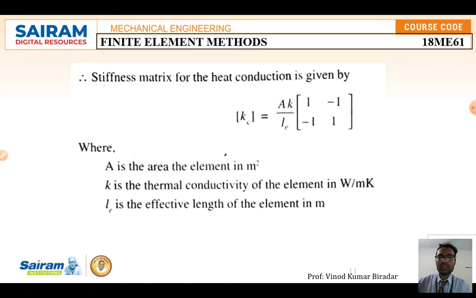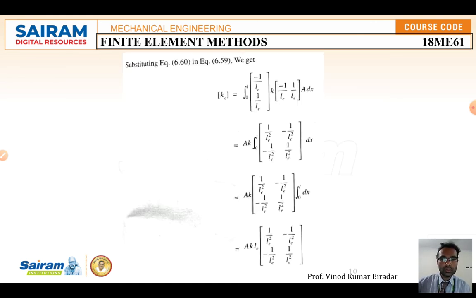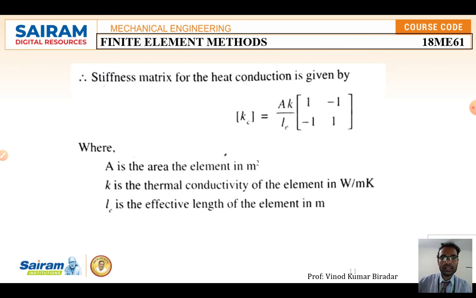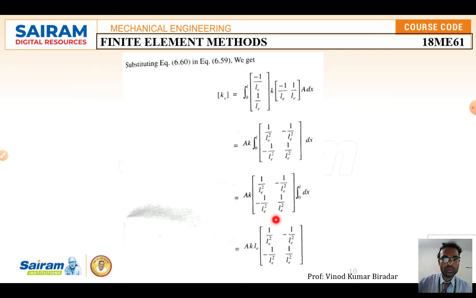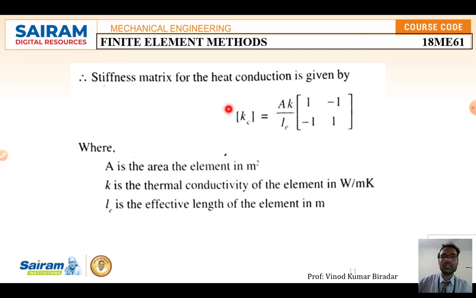Now the stiffness matrix for heat conduction. If you take 1 by L square common, the Le cancels, so we get AK by L. Inside the matrix is 1, minus 1, minus 1, 1. So the stiffness matrix for heat conduction is given by Kc equal to AK by L times [1 minus 1; minus 1 1], where A stands for the area of an element.